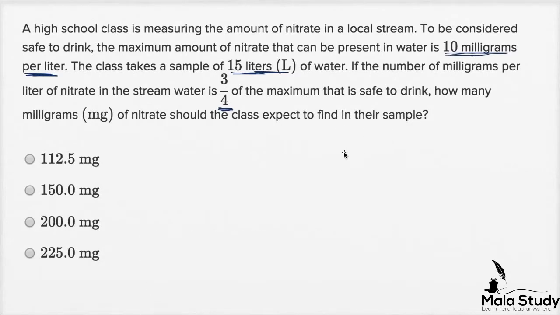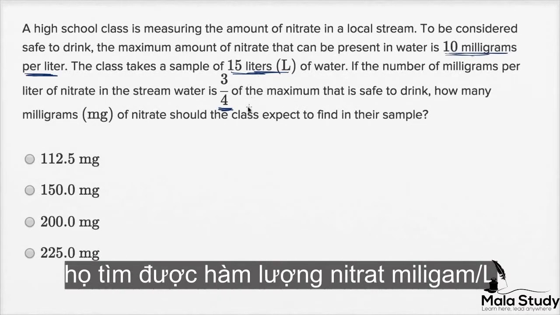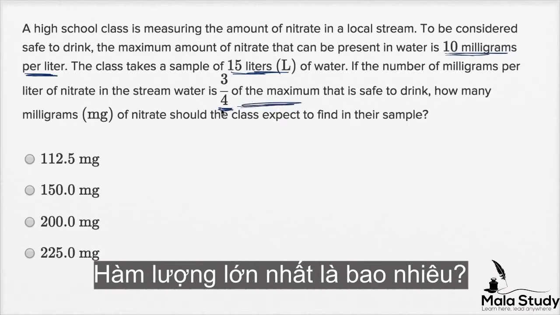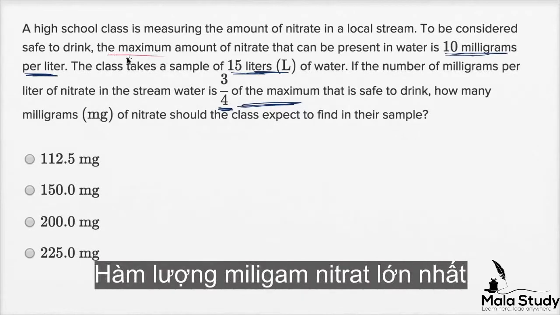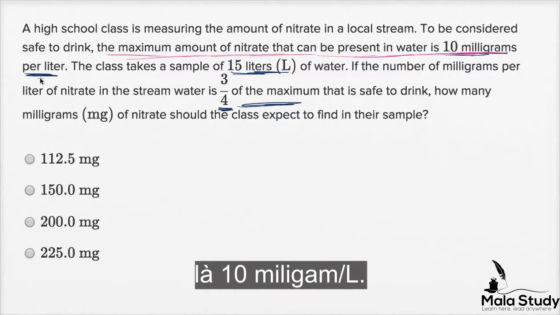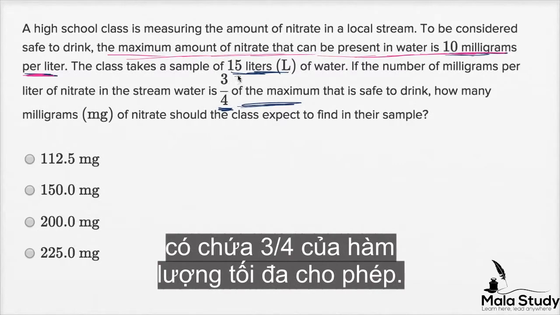All right, this is interesting. So in this 15-liter sample, they find that the number of milligrams per liter of nitrate is 3/4 of the maximum. Well, what's the maximum? Well, they tell us up here. Let me underline this. The maximum amount of nitrate that can be present in water is 10 milligrams per liter. So what the class finds is that their sample has 3/4 of this maximum value.